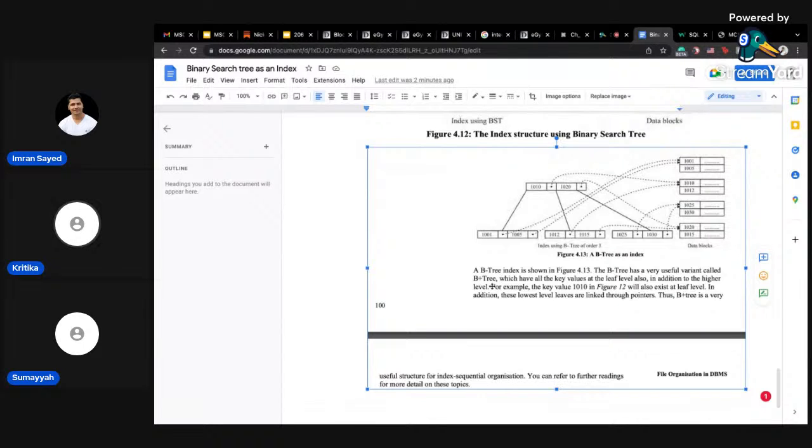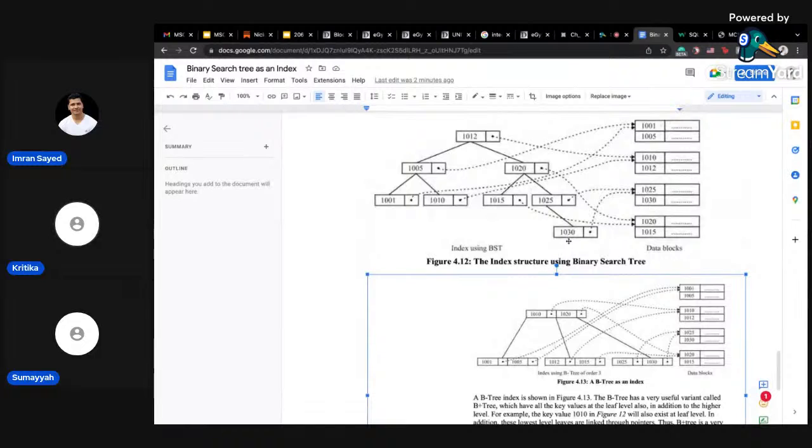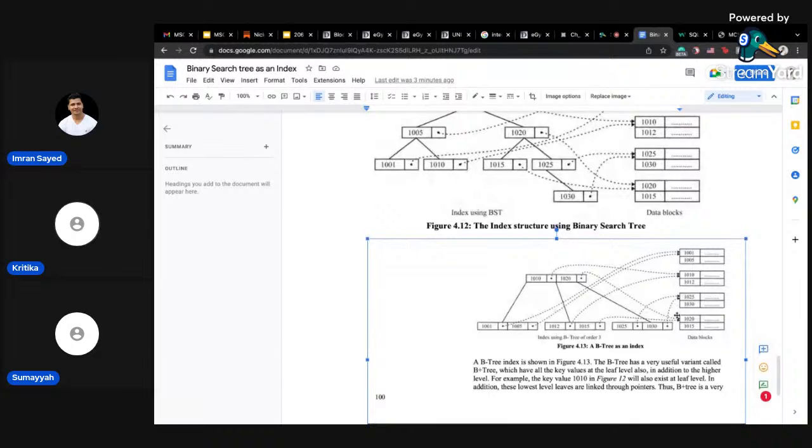It says B positive tree, and the only difference that they say here is that it has all the key values at the leaf level also, which means it goes on till the very end. I think that's the only difference. For example, over here it ends with 120, 115. It does not show 116, 17, 18. But over here, I think it shows all of those as well. But I am not very sure about this.